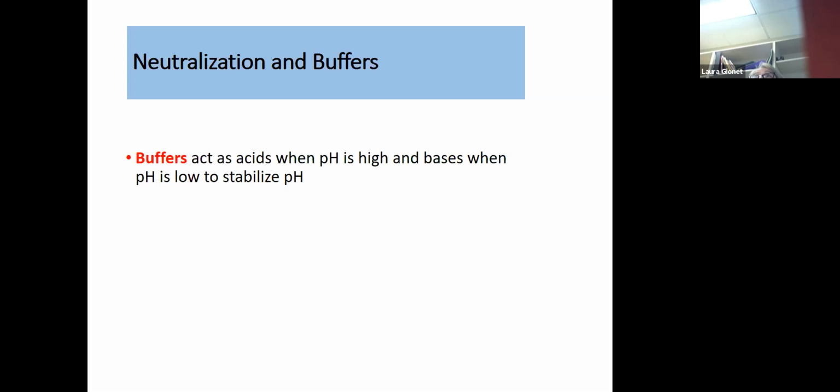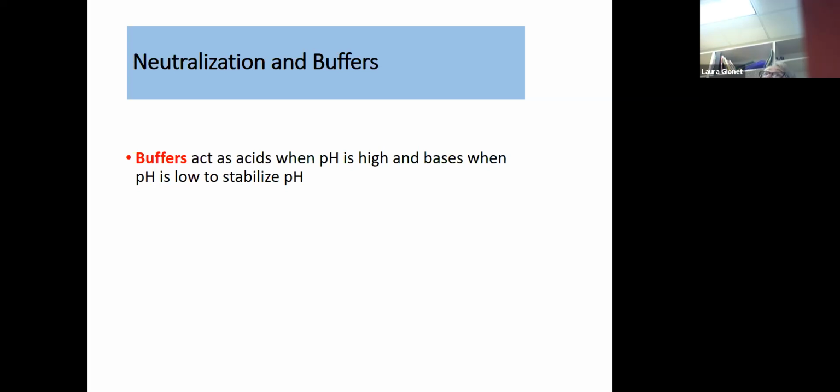So buffers help maintain a stable pH in an area. And if the pH is really high, in the upper, alkaline range, then we want that buffer to act as an acid so it can interact with that alkaline or that OH molecule and decrease the pH so that it comes back into a normal range.